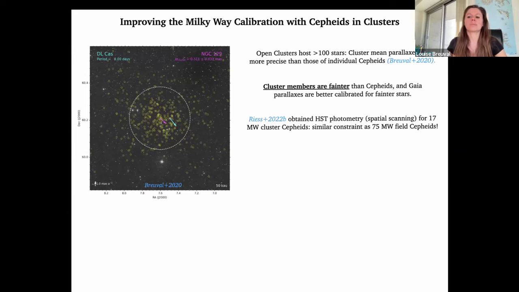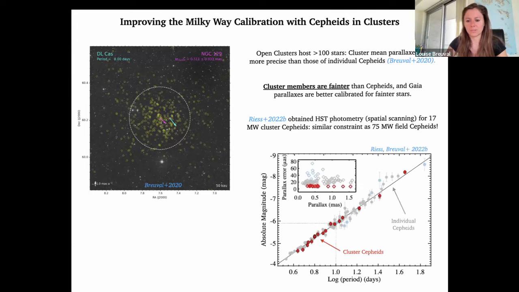So we have selected a sample of 17 of these cluster Cepheids that we have observed again with the same telescope, HST, to be still on the same photometric system. And we have obtained a similar constraint with 17 Cepheids as 75 individual Cepheids. So they're really way more precise, and it's a really great constraint.